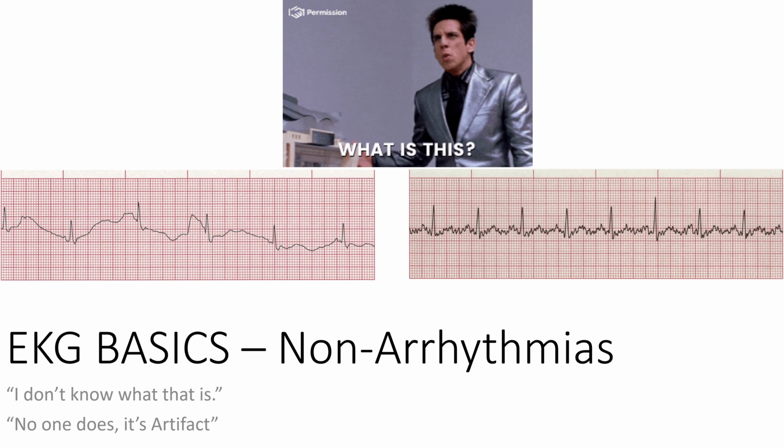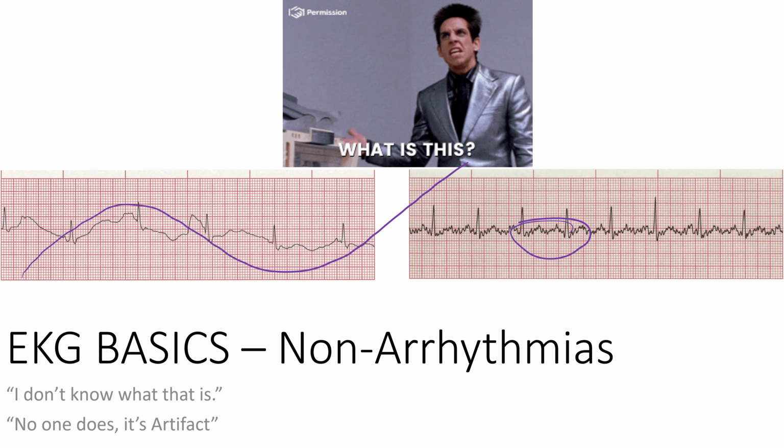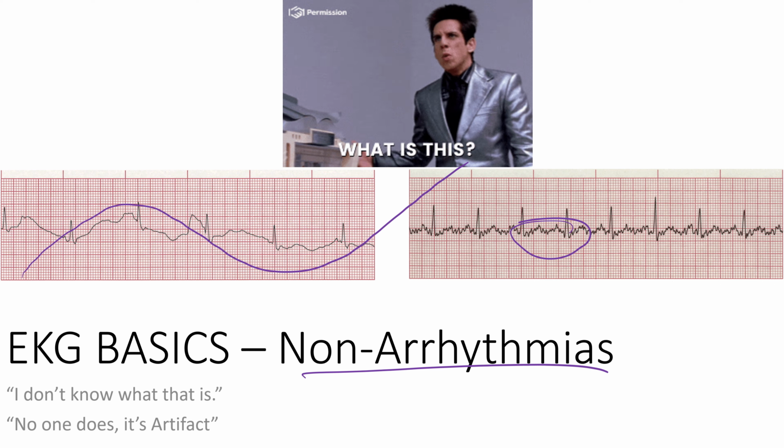All right, and what is artifact? It's things that are interrupting your EKG interpretation, such as this guy right here. It's like, is that AFib or are they just brushing their teeth, right? This right here, there's some respiratory variation on it. They're breathing up and down. The leads are on the belly instead of on the rib cage, right? So non-arrhythmias are things that you really can't figure out. Like, what is this? I don't know.